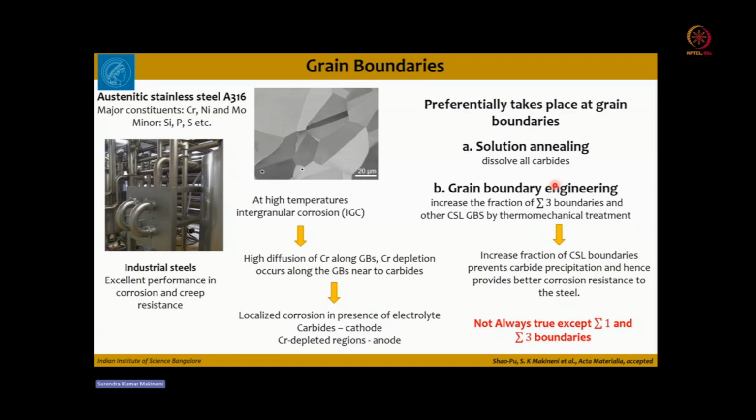Due to the precipitation of carbides, the localized corrosion increases because these carbides act as cathode, and the chromium depleted regions act as anode. So there is a potential difference, and usually the corrosion preferentially attacks these boundaries. It was found that some of the CSL boundaries, such as sigma 3 and sigma 1, are less prone to corrosion, but it was not always true.